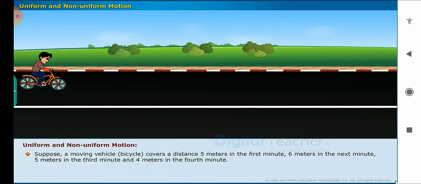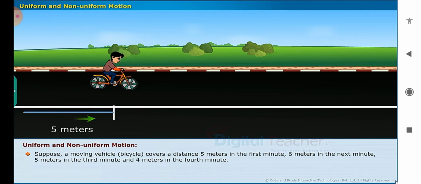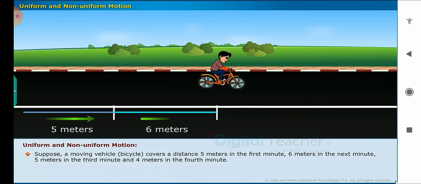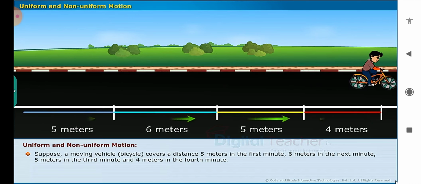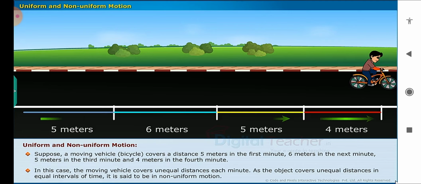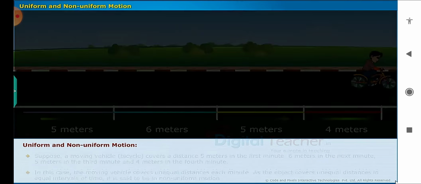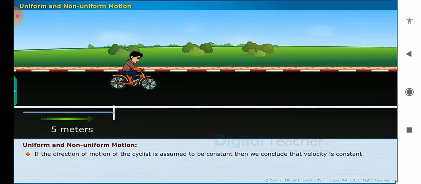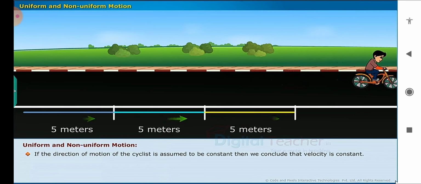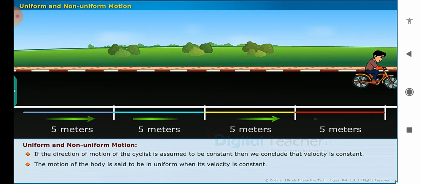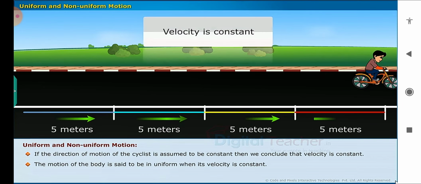Suppose a moving vehicle or bicycle covers a distance of 5 meters in the first minute, 6 meters in the next minute, 5 meters in the third minute, and 4 meters in the fourth minute. In this case, the moving vehicle covers unequal distances each minute. As the object covers unequal distances in equal intervals of time, it is said to be in non-uniform motion. If the direction of motion of the cyclist is assumed to be constant, then we conclude that velocity is constant. The motion of the body is said to be uniform when its velocity is constant.